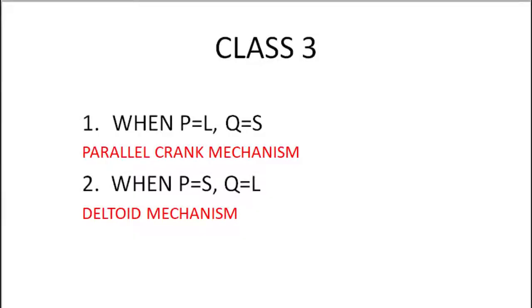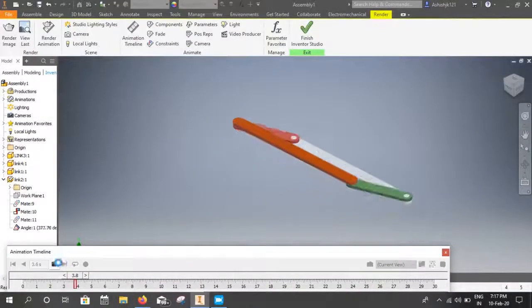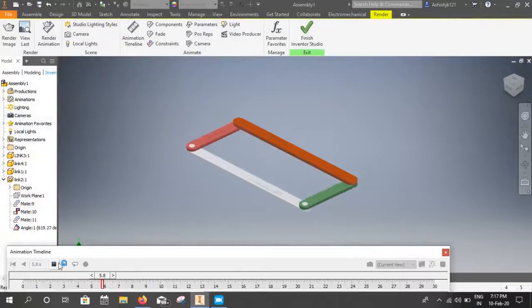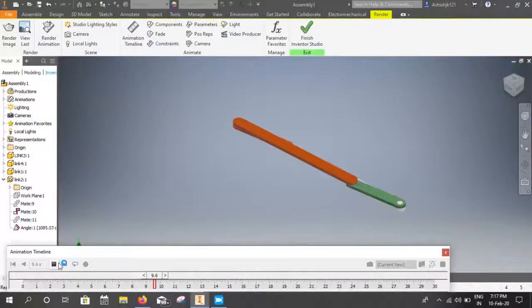Class 3 mechanisms. In this class 2 inversions are mainly considered. First inversion is obtained when link P has the same length as the longest link and link Q has the same as the shortest link. This results in parallel crank mechanism or locomotive mechanism.